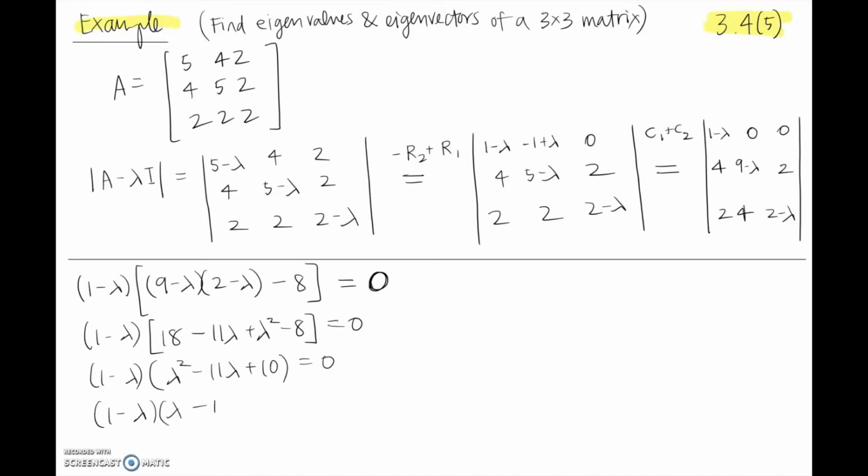Lambda minus 10, lambda minus 1 equals 0. So I know that lambda equals 1 or 10. And the 1 shows up twice, but I just have to list it once. These are my eigenvalues.